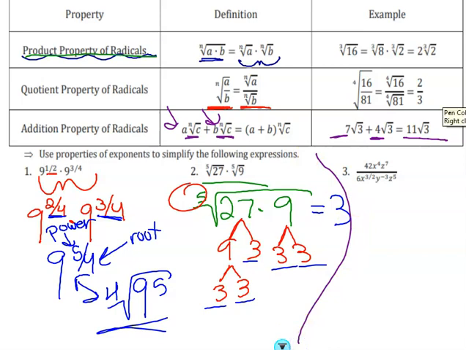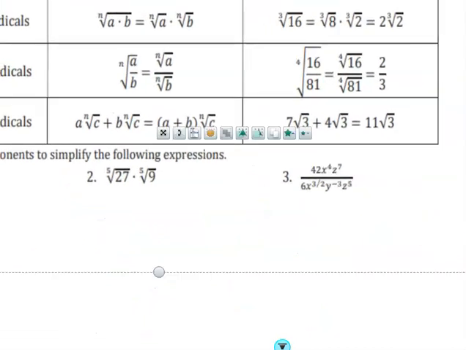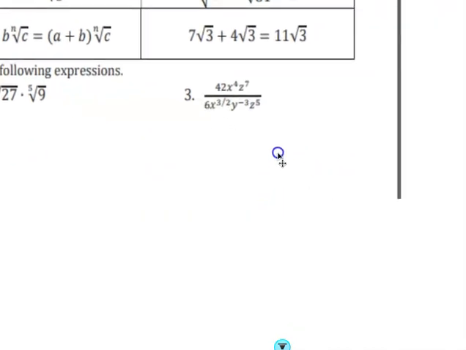All right, the last one on this page: 42x to the 4th, z to the 7th, and 6x to the 3/2, y to the -3rd, and z to the 5th. Holy mama jamba. All right, so I'm going to actually make this a little bit bigger so we can see it to unpack it.